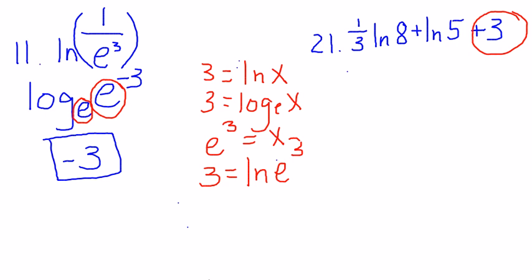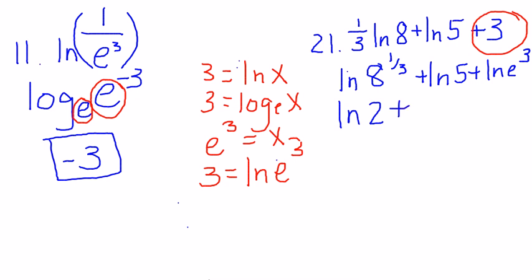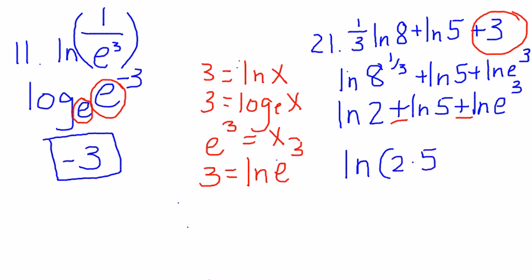So now I'm going to go and solve that problem. So since it's 1/3 times the natural log of 8, that's the same thing as the natural log of 8 to the 1/3 power, plus natural log of 5, plus natural log of e cubed. Well, 8 to the 1/3 is 2. So now, since we're adding all of these, if we want to write it as a single logarithm, we multiply. 2 times 5 times e cubed. So that's the natural log of 10e cubed.